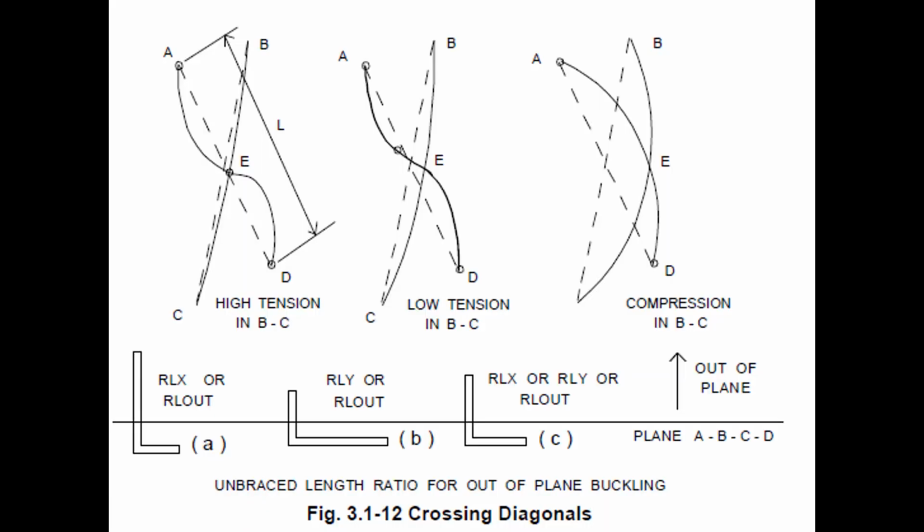This is depicted in the sketches in Figure 3.1-12 of the Tower Manual. Here you can see point E is the crossing point of the diagonal pair, and the movement of point E is dependent on the magnitude of the force in member BC compared to the compressive force in member AD. Now, most design codes recognize this fact and have specific design procedures to calculate the compression capacity of the crossing diagonal members considering this.